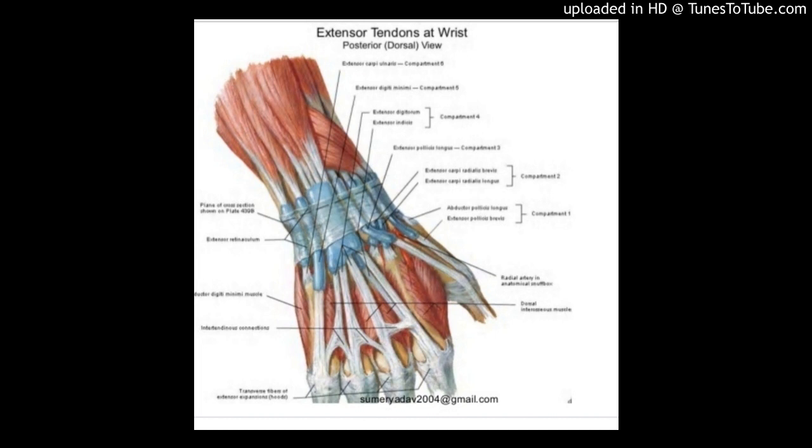The compartment 5 is extensor digiti minimi. It's mostly involved in Vaughan-Jackson syndrome. Vaughan-Jackson syndrome is ulnar to radial rupture of the extensor tendon, commonly seen with progressive deformity of rheumatoid arthritis. Compartment 6 is the extensor carpi ulnaris and is commonly involved in snapping ECU syndrome. Also know that ECU subsheath is a part of TFCC, triangular fibrocartilage complex.